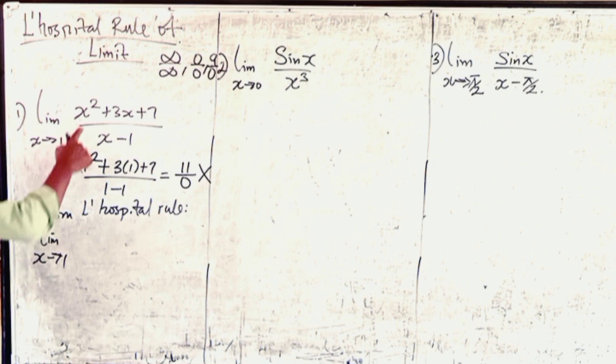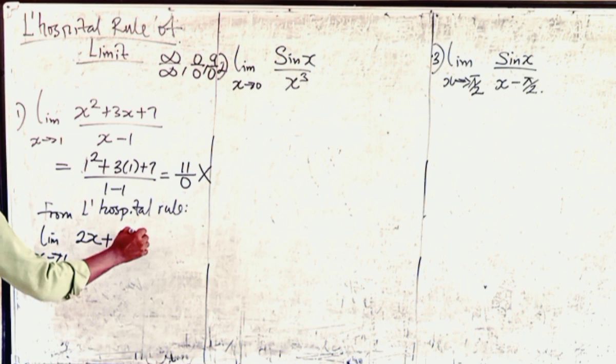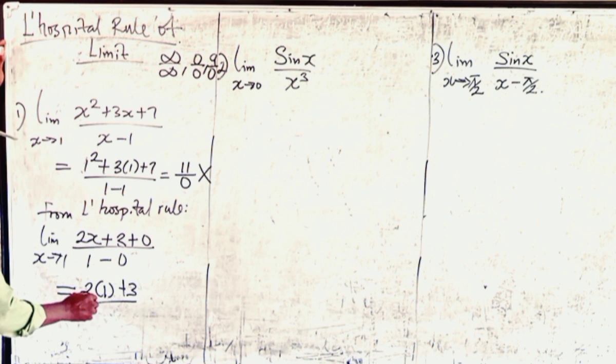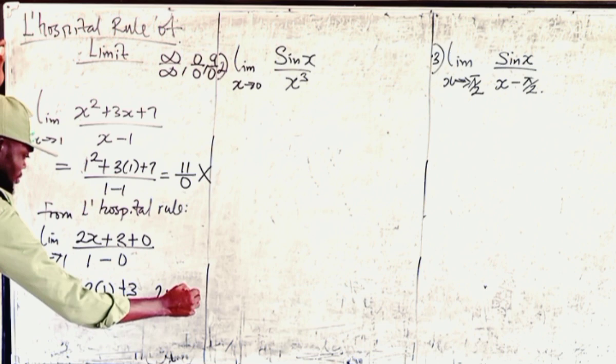Differentiating x squared, we're going to have 2x. Differentiating 3x, we're going to have 3. Differentiating 7, we're going to have 0, there's no x there. Over differentiating x, we're going to have 1. Differentiating 1, we're going to have 0 because there's no x there. So after we have differentiated the function, anywhere you see x, place the value that x tends to, which is 1. So we have 2 times 1 plus 3 over 1. 2 times 1 is 2, plus 3 is equal to 5. That's what we have there.